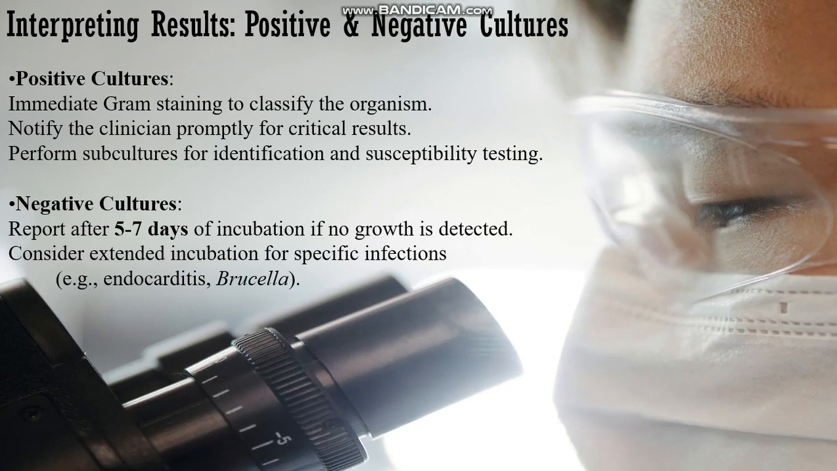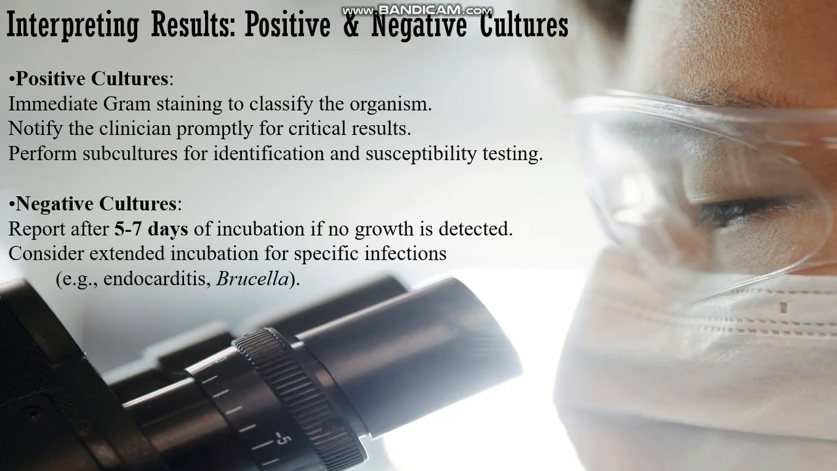Interpreting blood culture results is a critical step in diagnosing infections and guiding patient care. For positive cultures, as we just discussed in the previous slide, we will do a Gram stain. This provides immediate insights into the type of organism, such as gram-positive or gram-negative bacteria, allowing clinicians to make early treatment decisions. It is essential to notify the clinician immediately of critical results, such as potential sepsis-causing pathogens. Positive cultures are then subcultured for further identification and antimicrobial susceptibility testing to ensure the most effective therapy.